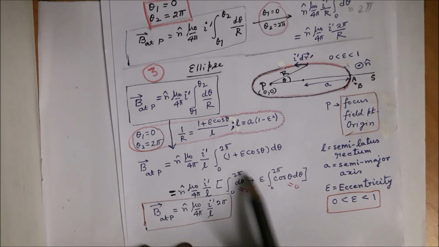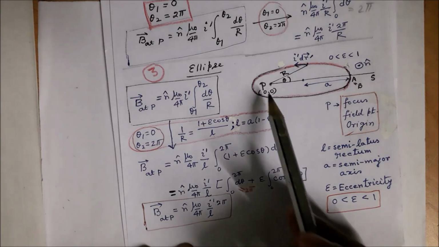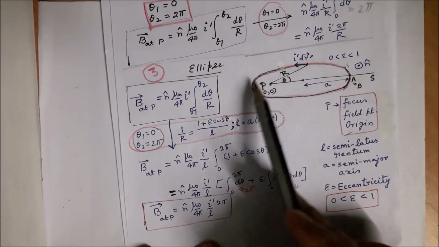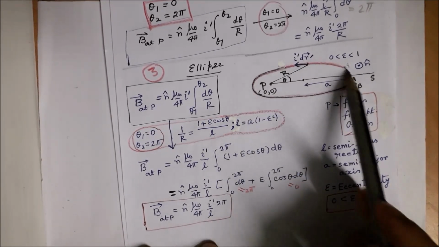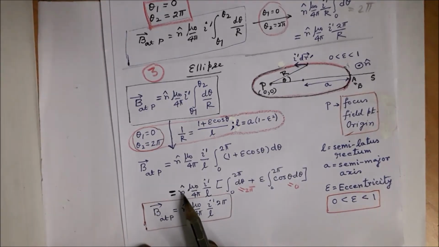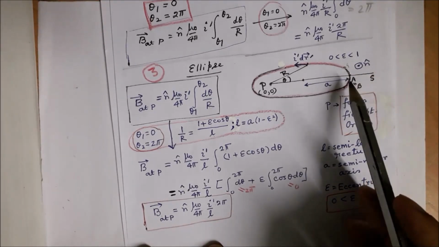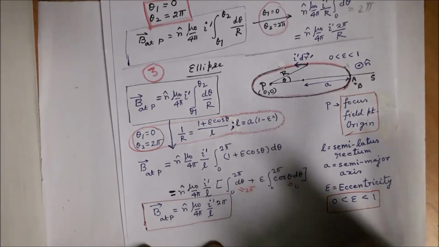And therefore collecting all the results, we have this as the magnetic induction at the point P created by this elliptical circuit, which carries a current I prime. And the unit vector is as before towards the reader, away from the plane of this paper.